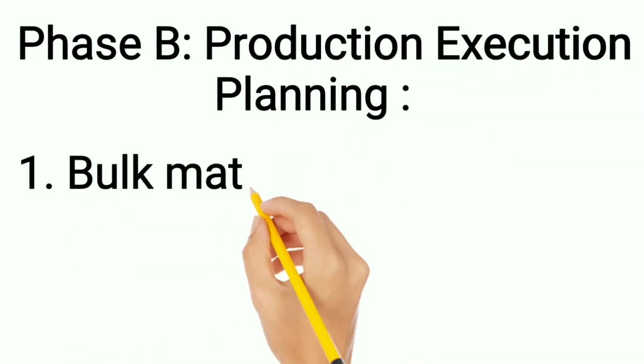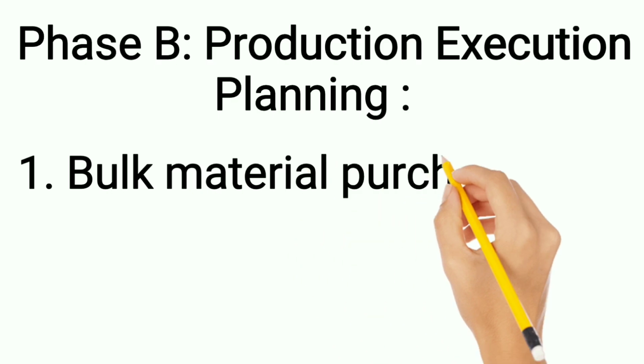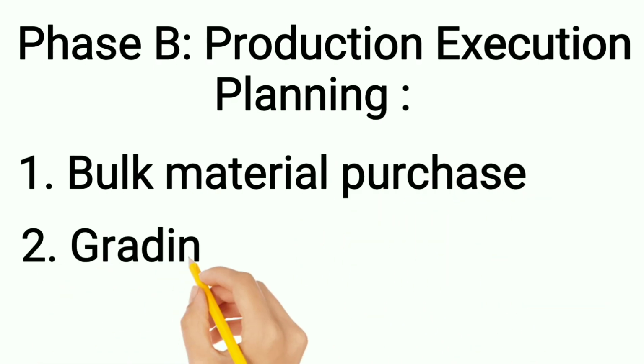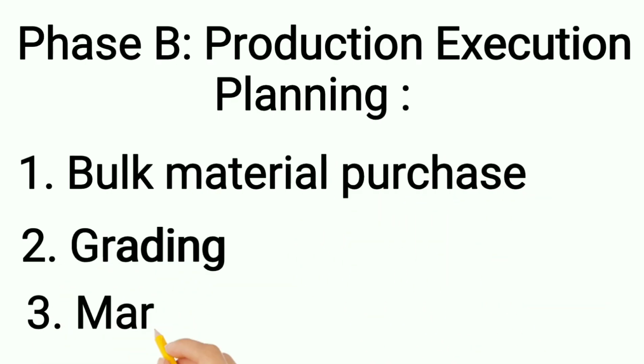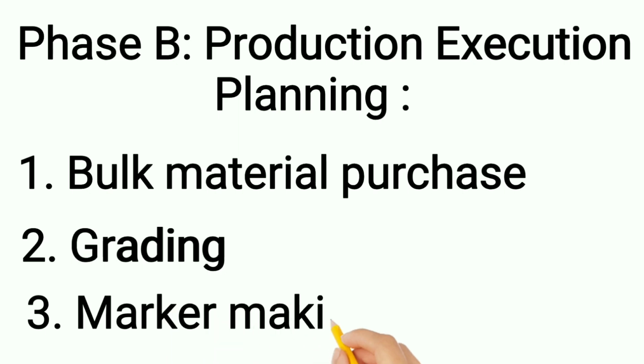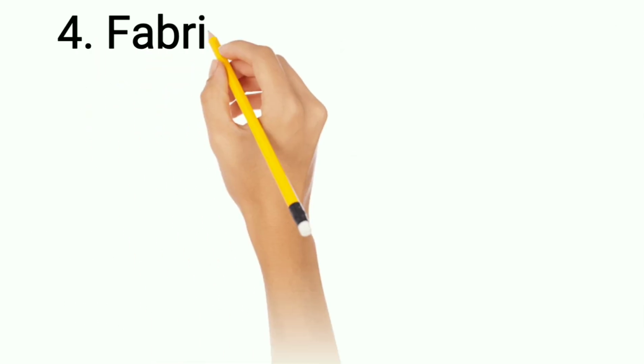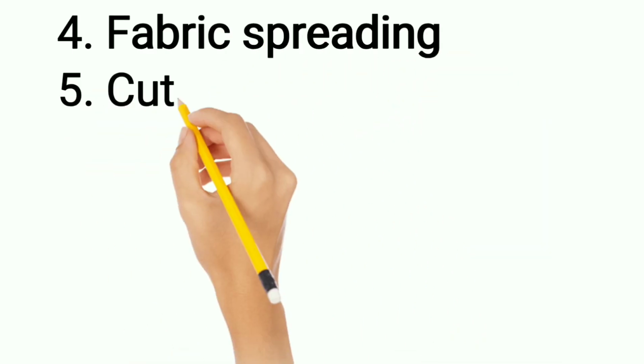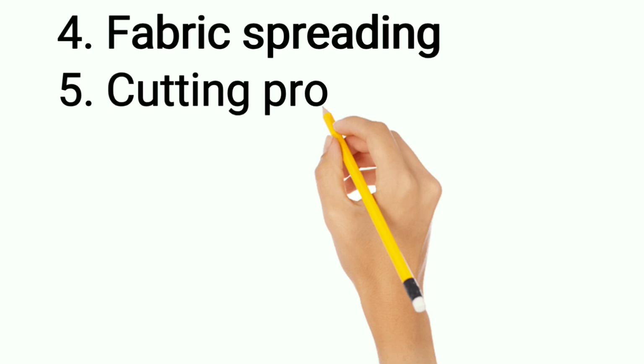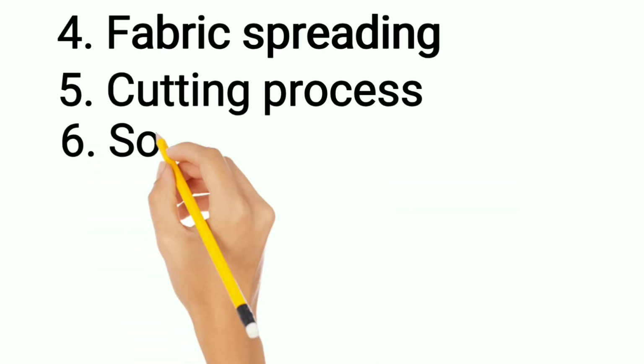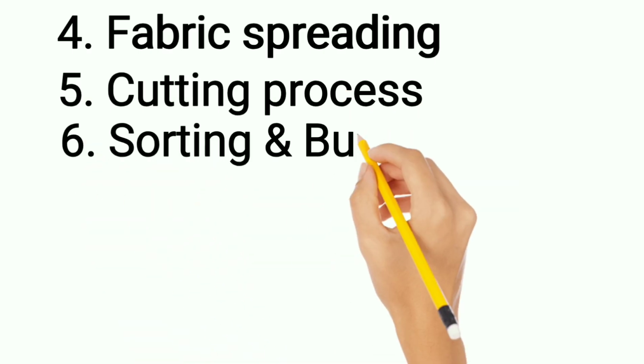Phase B, production execution planning. 1. Bulk material purchase. 2. Grading, size-wise grading. 3. Marker making. 4. Fabric spreading, cutting process. Then sorting and bundling.